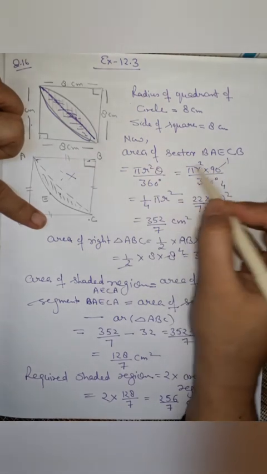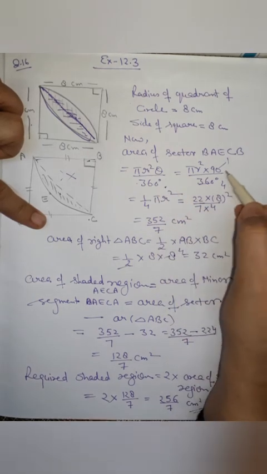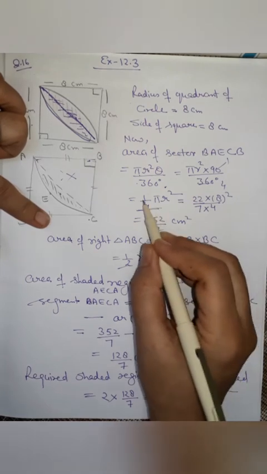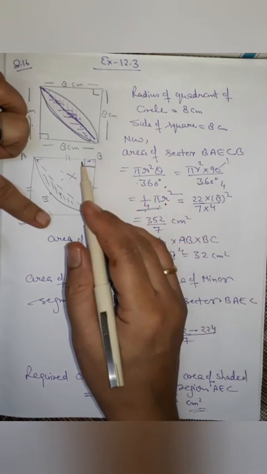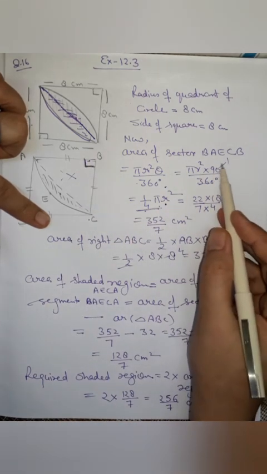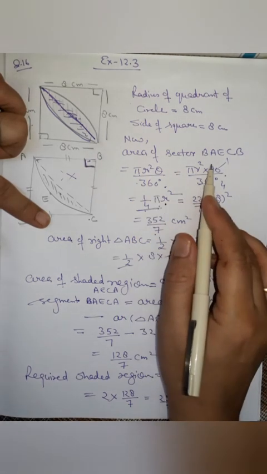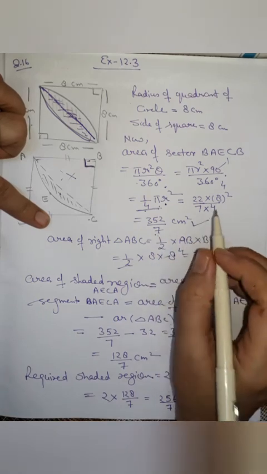The area of sector BAECB will be equal to pi r square theta upon 360. Now as this is a quadrant, you can directly write 1/4 of the area of the circle, or we know that in a quadrant the central angle is 90 degrees. So in place of theta I kept 90 degrees. When you solve it, you will get the area of sector BAECB as 352 upon 7 centimeter square.